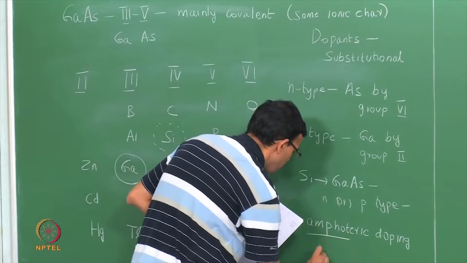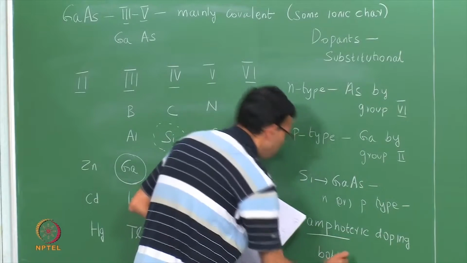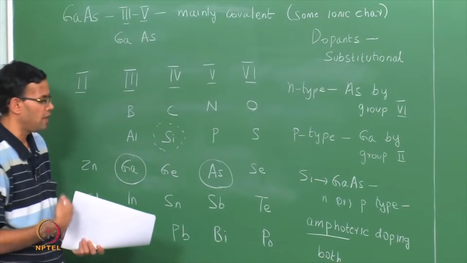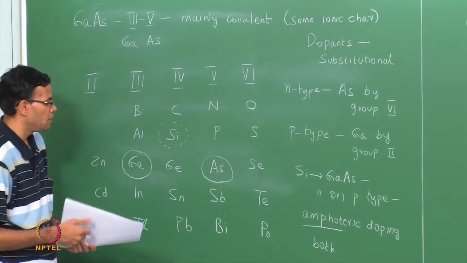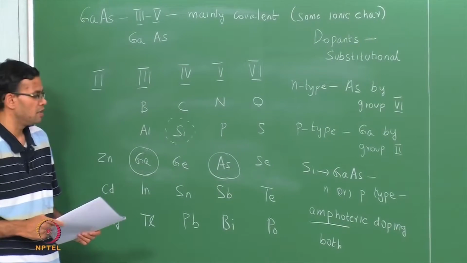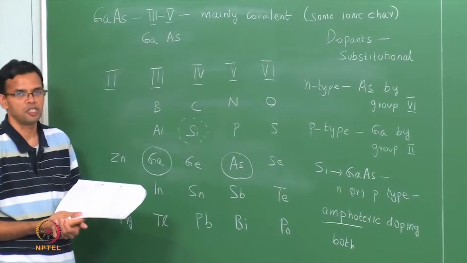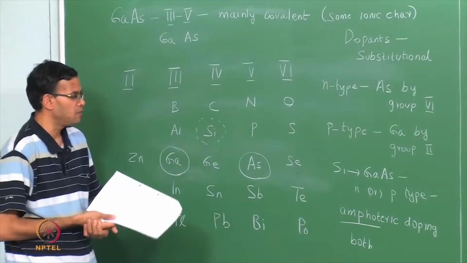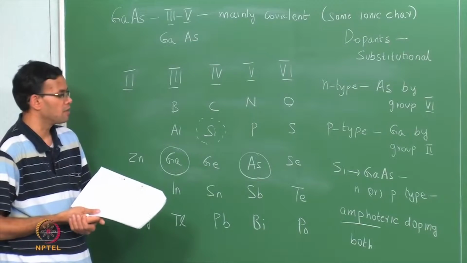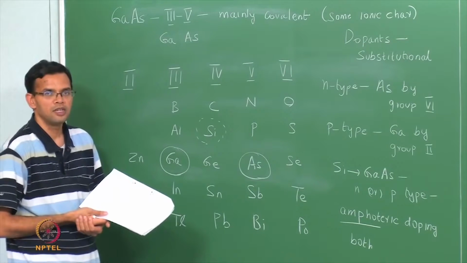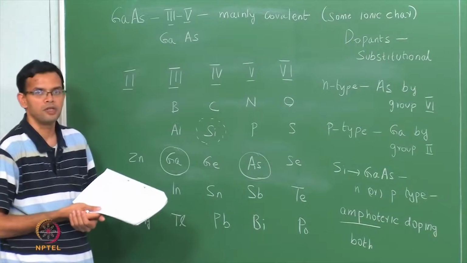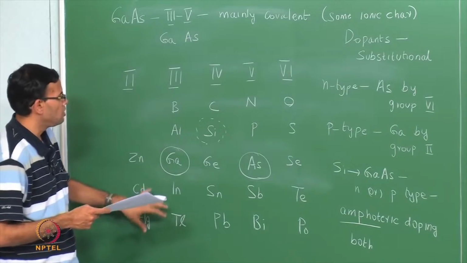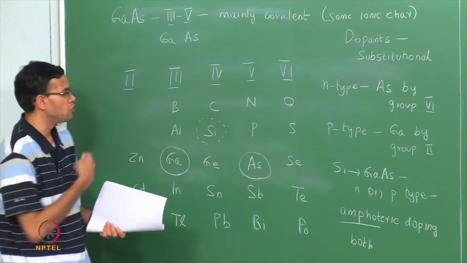This term amphoteric essentially means both, meaning the same element can act both as an n-type or as a p-type dopant. The only issue here is that it is really hard to control the position of silicon. It is very hard to get silicon to selectively dope into gallium or to selectively dope into arsenic. So, if you have silicon as a dopant, it is very hard to control the type of dopant and the concentration of dopants.